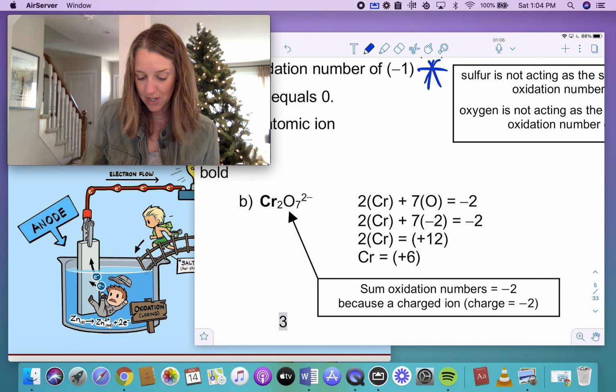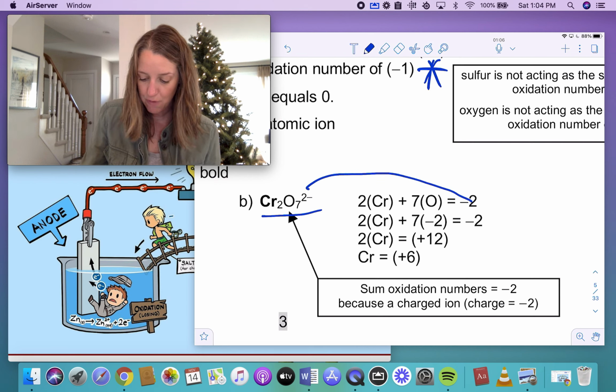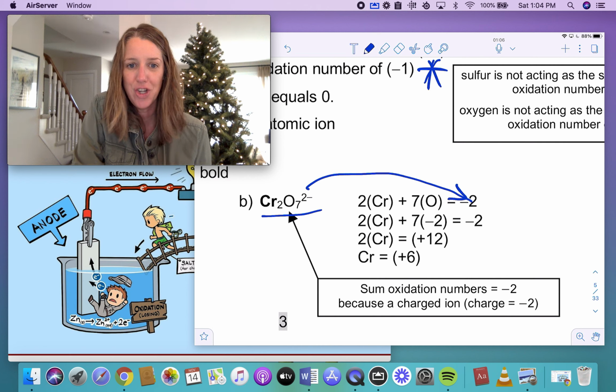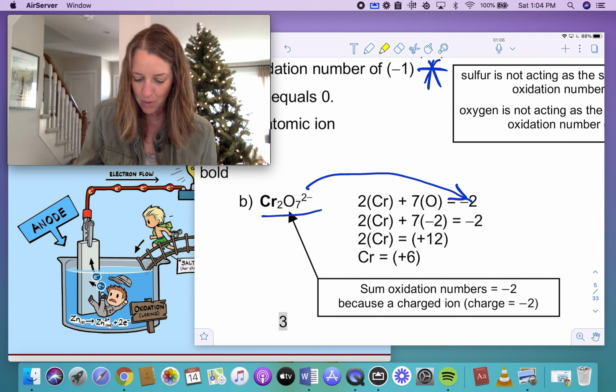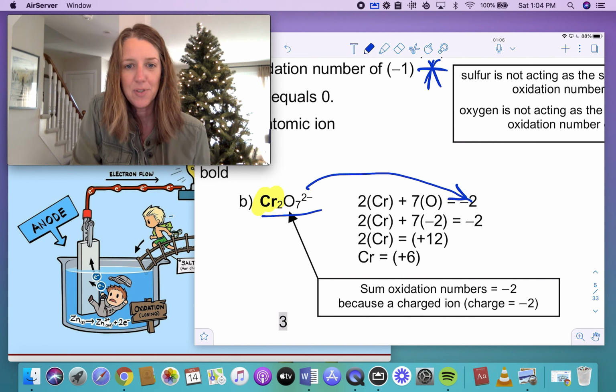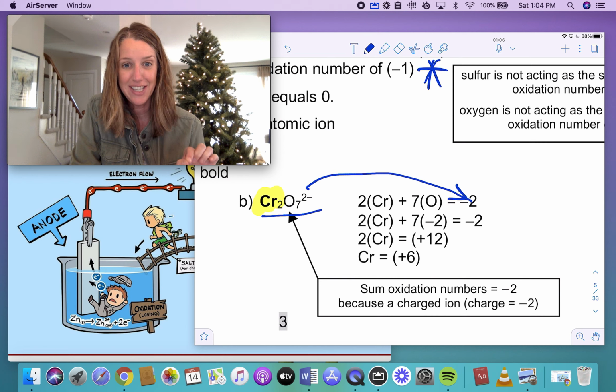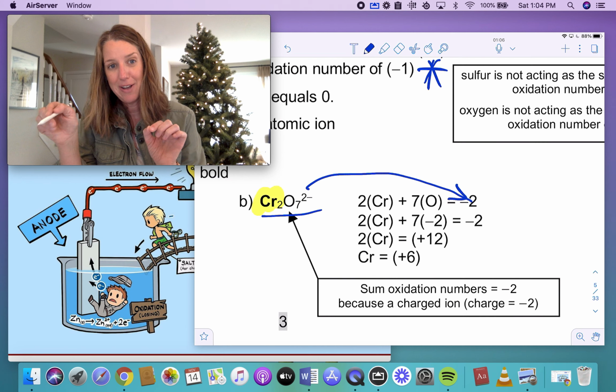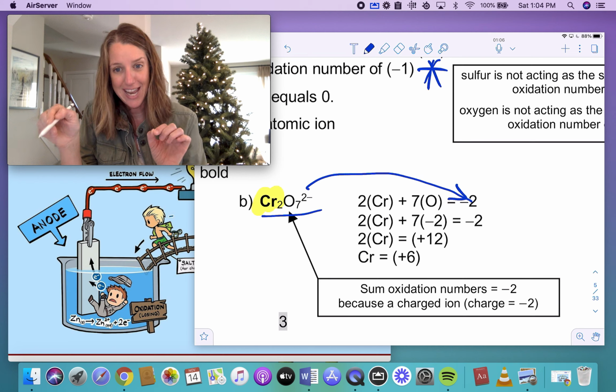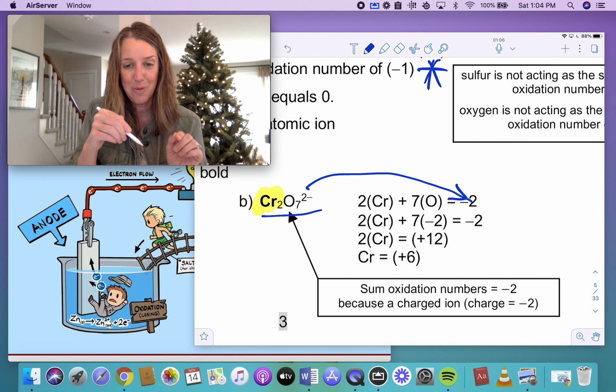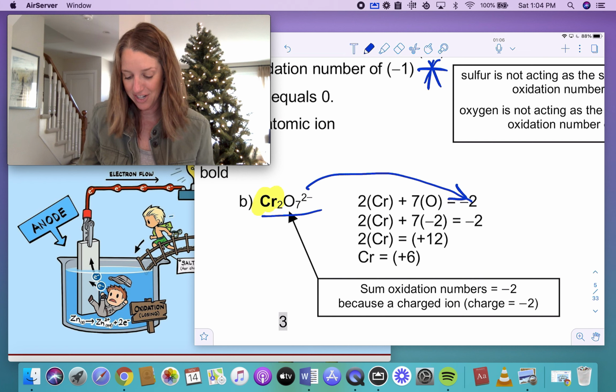Now, this is our chromate polyatomic. Overall, it has a -2 charge. And the question says, I want you to find the oxidation number of chromium. Okay, so here we go, right? I have 7 oxygens. Each oxygen has a -2 oxidation number, so that would be -14. However, it has an overall charge of -2, and I know that I've got 2 chromiums. Chromium is going to have an oxidation number of +6.